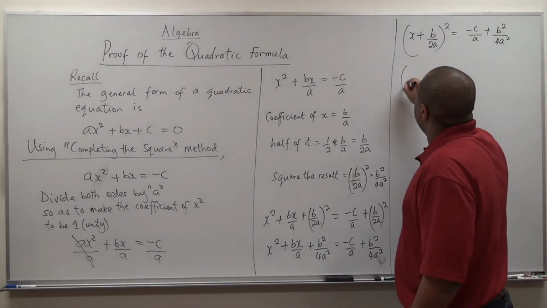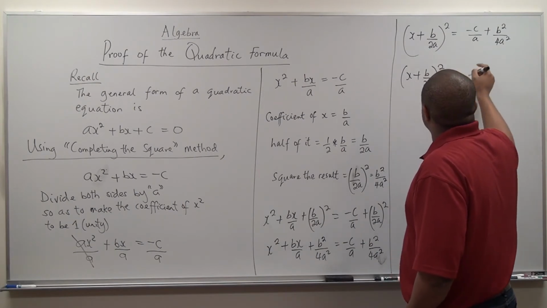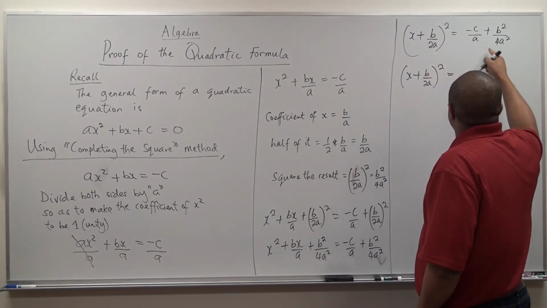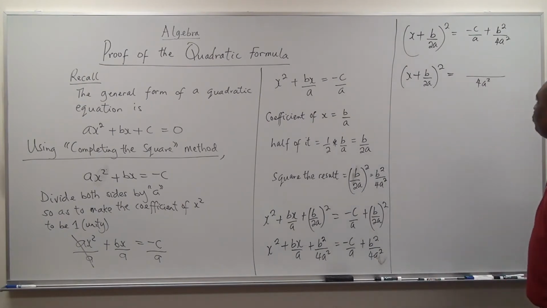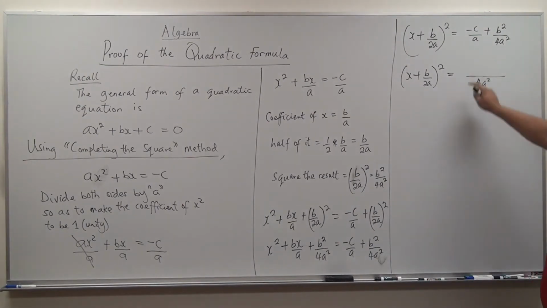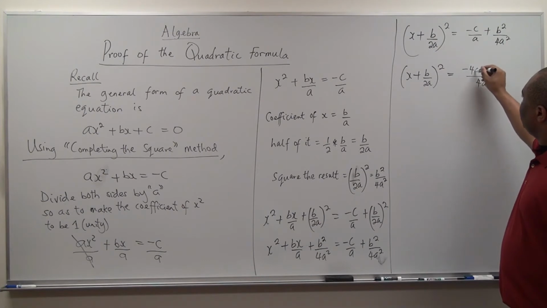Okay, so we have that x plus b over 2a all squared is equal to, LCD here. What's the LCD? That is 4a squared, right? So 4a squared divided by a is 4a. What are you going to multiply this? 4a. 4a times negative c is negative 4ac.